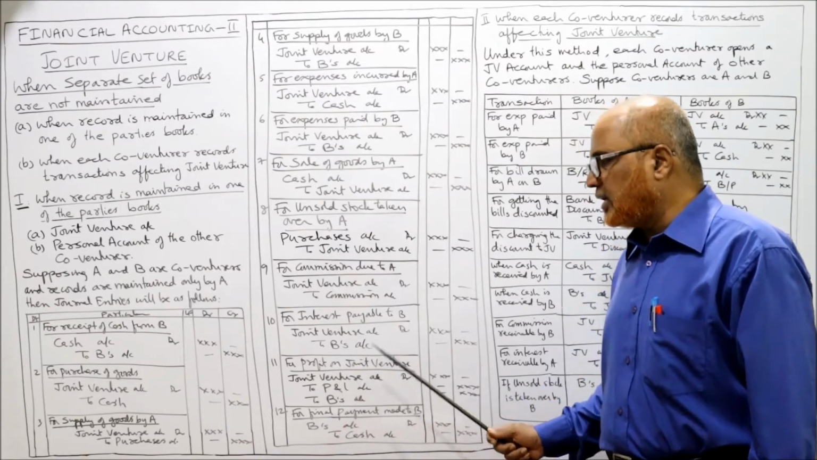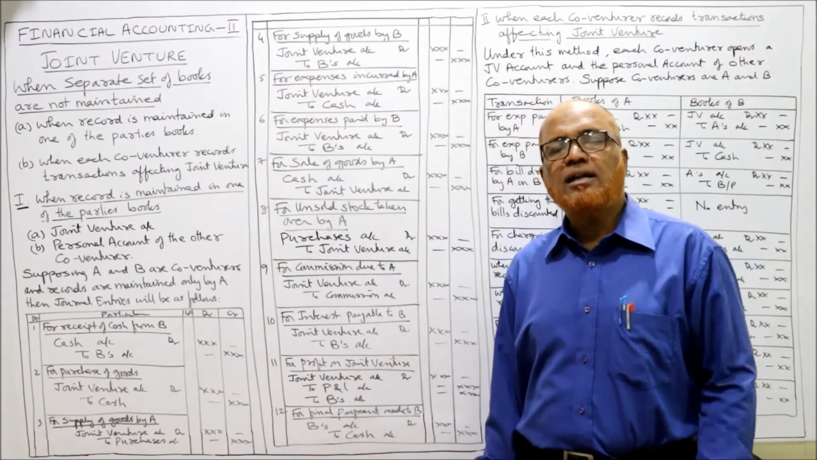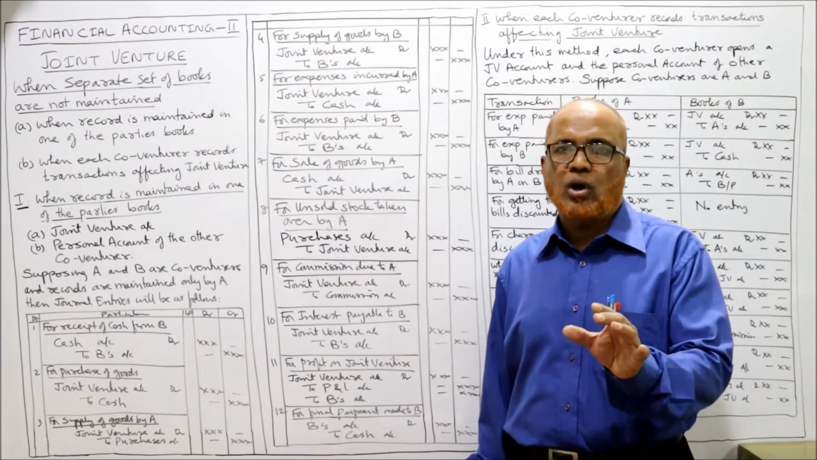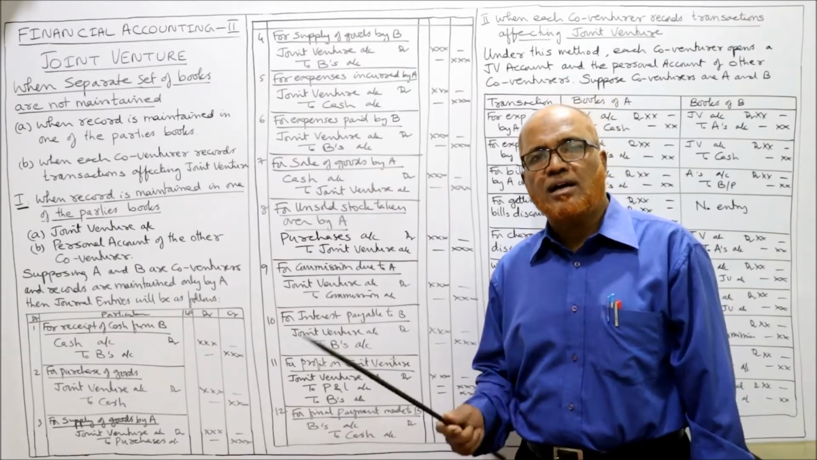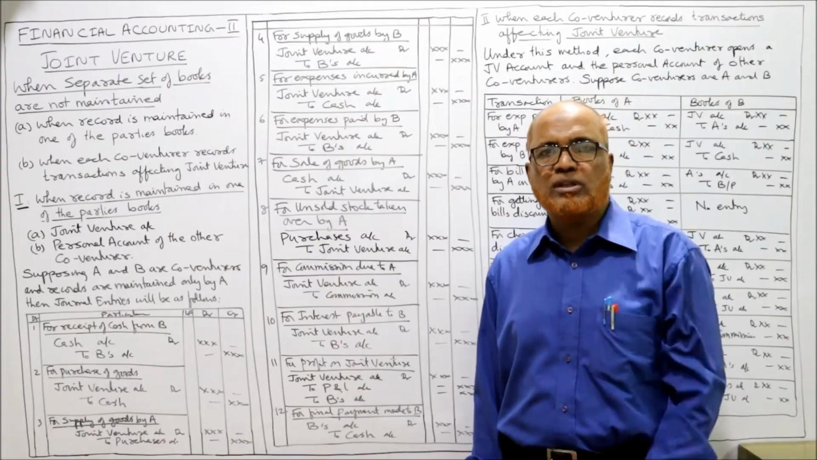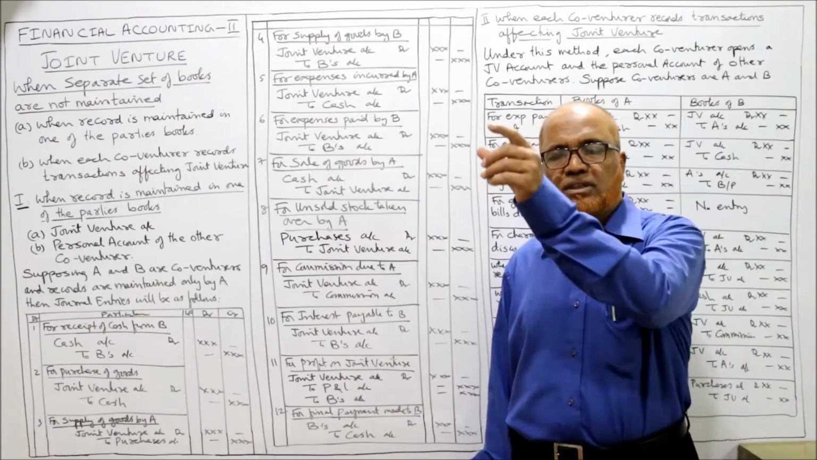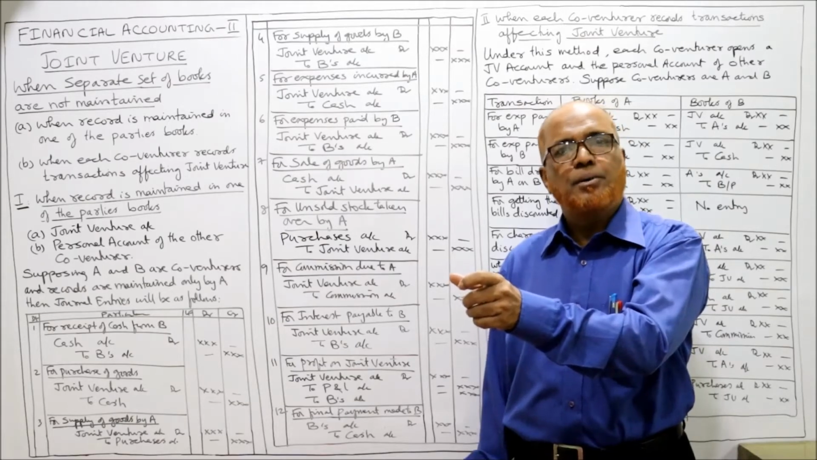For profit on joint venture, after completing all the transactions, ultimately we will find out the profit or loss on the joint venture. In the joint venture account we will see whether the debit side or the credit side is more. If the credit side is more there is a profit, if the debit side is more there is a loss.